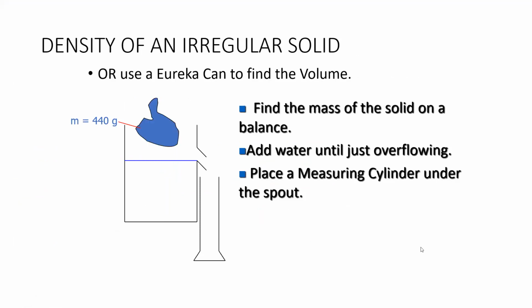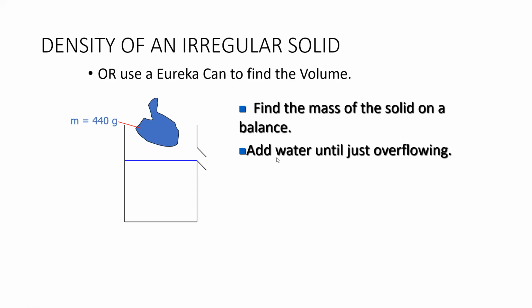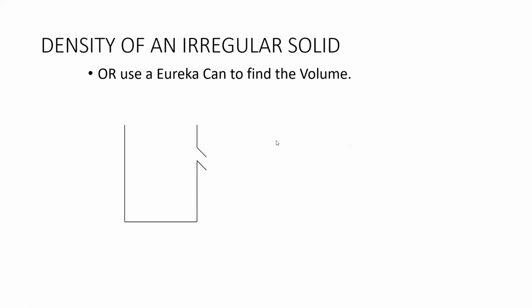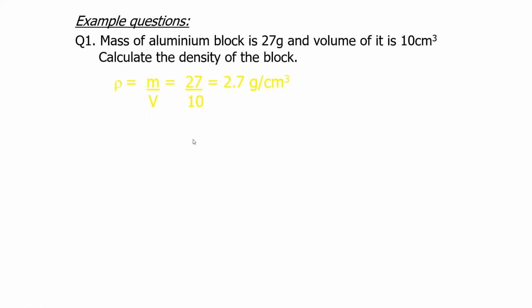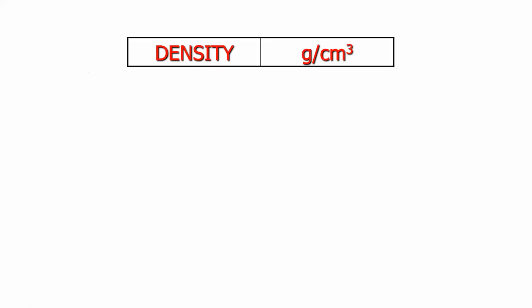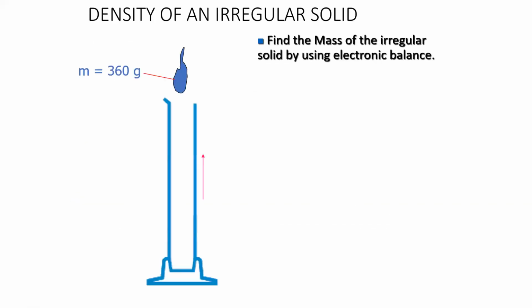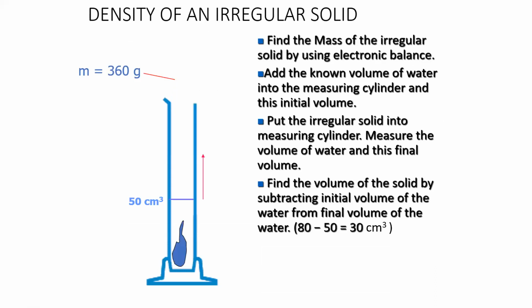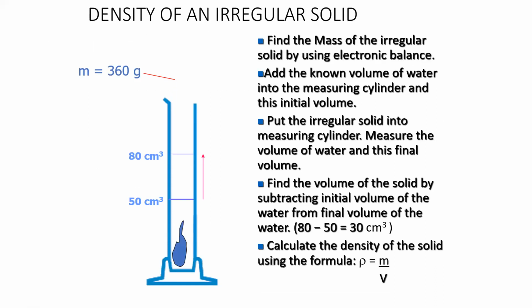Yeah, the right answer was 3. Sometimes the object is too large. So in that case, we can use a Eureka can, which is normally for large objects. If it is very small, we can use a measuring cylinder. But if it is too large to fit in a measuring cylinder, then we can use a Eureka can.